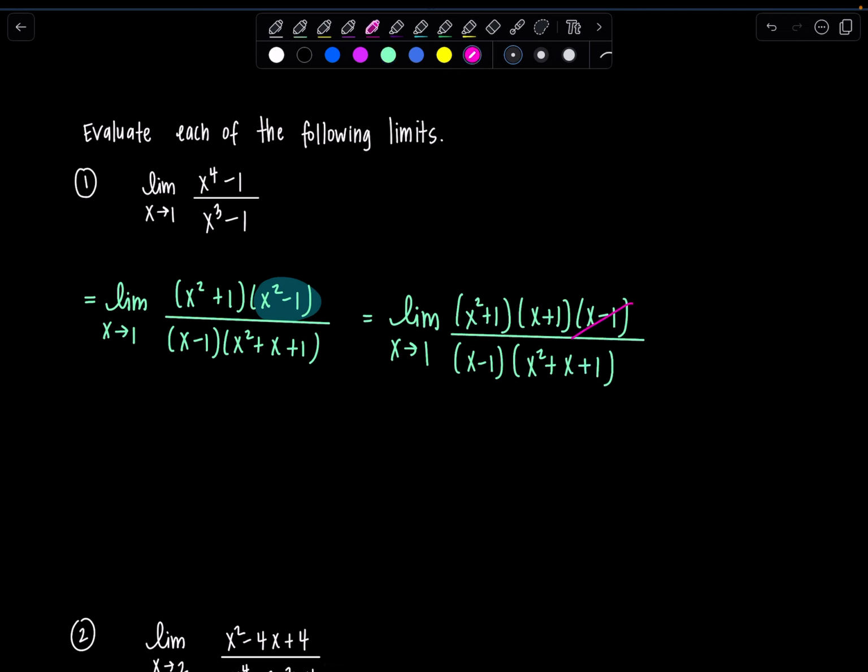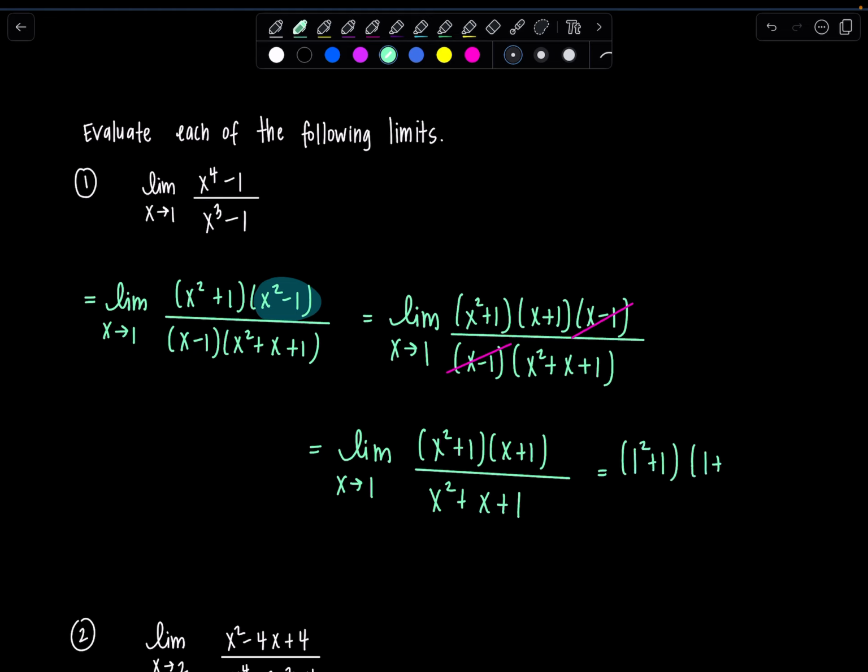Perfect. So now I can cancel out x minus 1. If you want, you can rewrite this as the limit as x approaches 1 of x squared plus 1 over x plus 1, or times x plus 1 over x squared plus x plus 1. But honestly, we can just evaluate it. So that step is not crucial. I can already just start substituting in 1 for x. So this is 1 squared plus 1 times 1 plus 1 over 1 plus 1 plus 1. So that's 2 times 2 in the top over 3. Good.